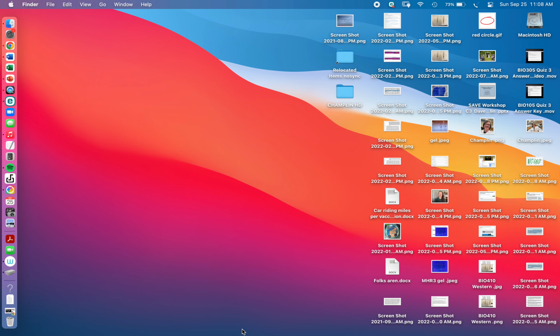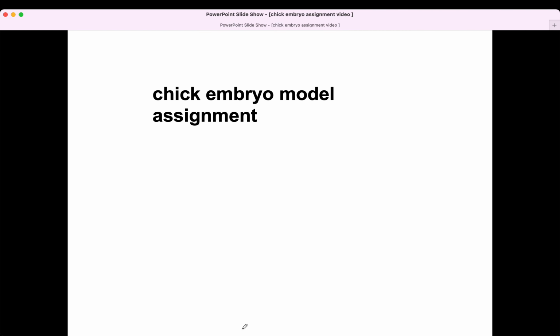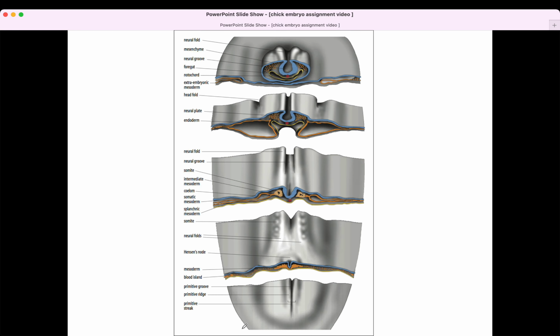This video is going to describe the chick embryo model building assignment. And the model that we're going to build is based on this image of a chick embryo. And within a single chick embryo, there's a range of development occurring.